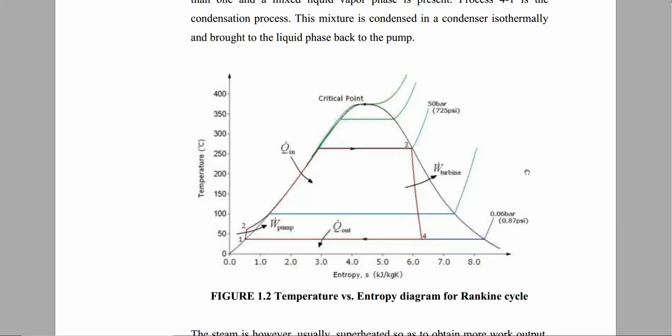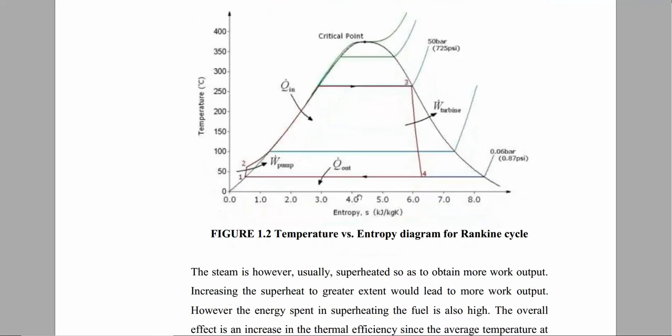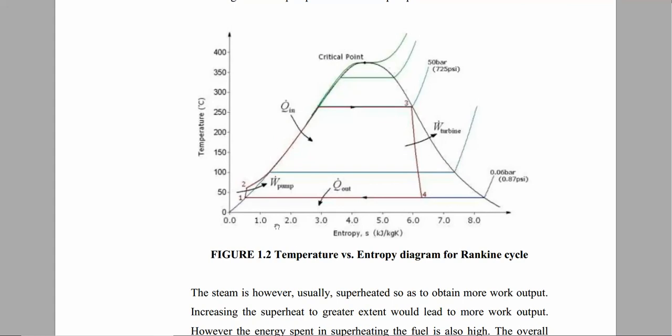As you can see in the figure, in process 1 to 2, water is added to the system. In 2 to 3, heat is added in the process. In 3 to 4, the work output is obtained, and in 4 to 1, heat is rejected by the system. This is the graph between temperature and entropy for a Rankine cycle.